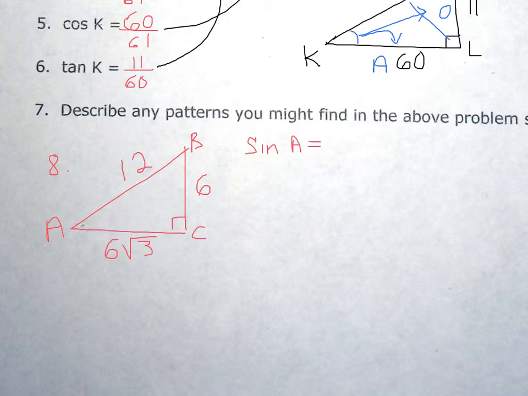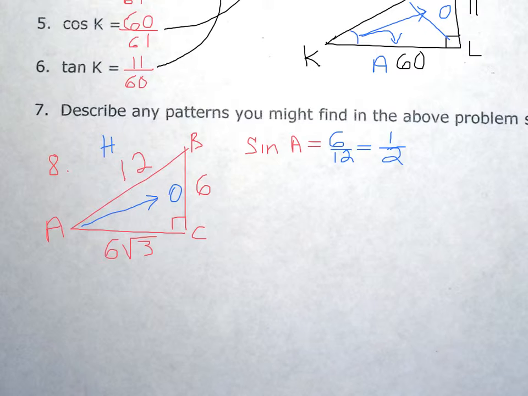Okay. So when I get my sine of A, what is it? Well, sine of A is, what goes first with sine? Opposite, which is 6, over the hypotenuse, because it's SOH, so it's 12. And you reduce that, 6 divided by 6 is 1, 12 divided by 6 is 2, so it's 1/2, okay.